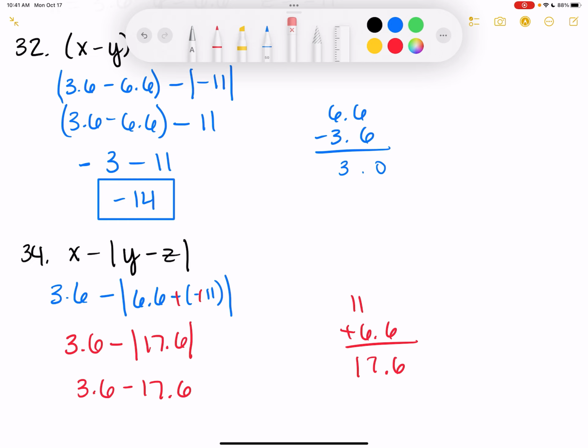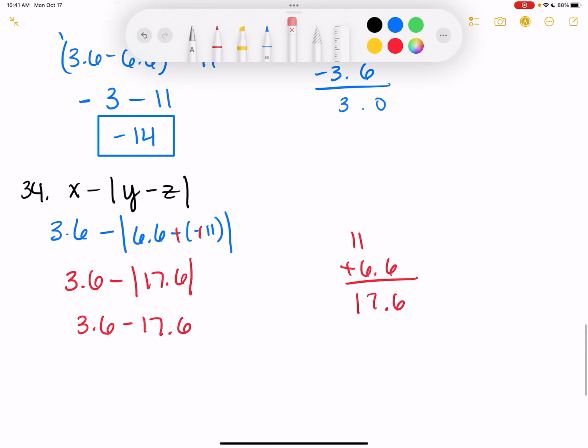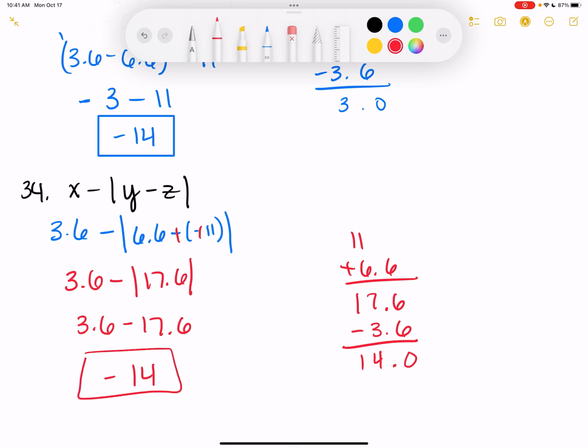So how would I do this? Yep, and then is my answer going to be positive or negative? Positive. What number is bigger? Oh, wait, no, negative. Okay, so it's going to be negative because 17.6 is bigger. So I'm just going to go over here and do the 17.6 minus 3.6. So that's 14, and I don't need the 0.0. So it's just going to be negative 14.